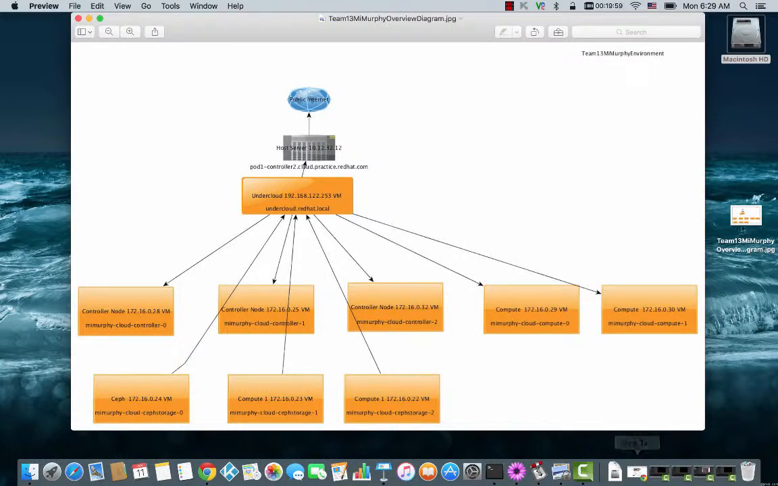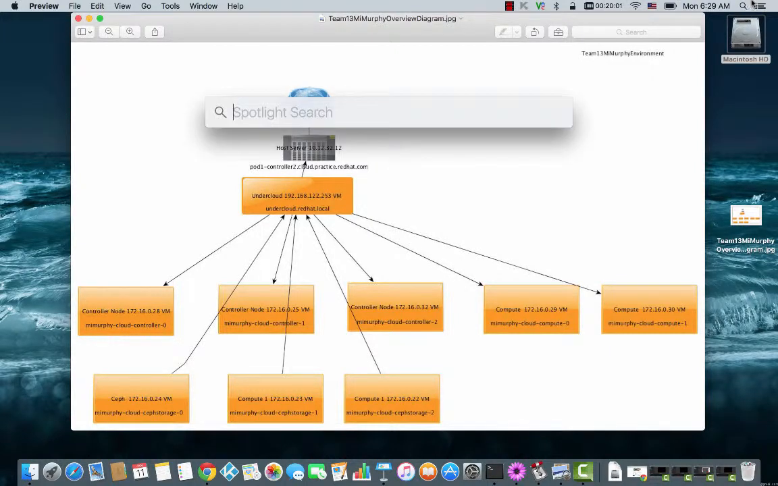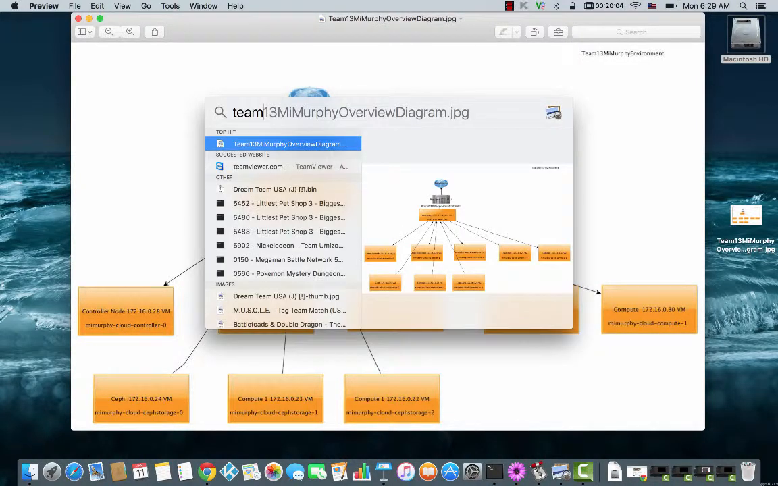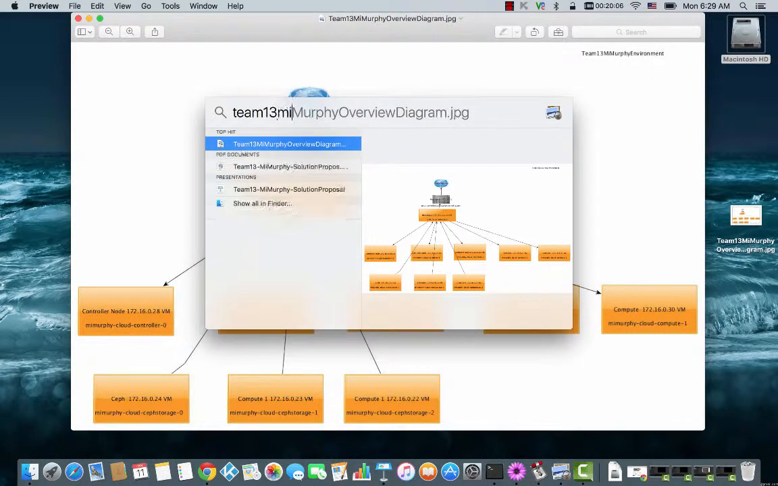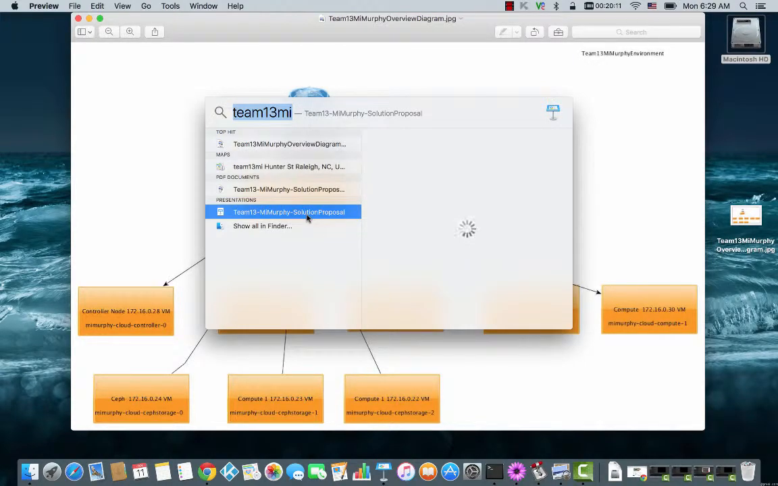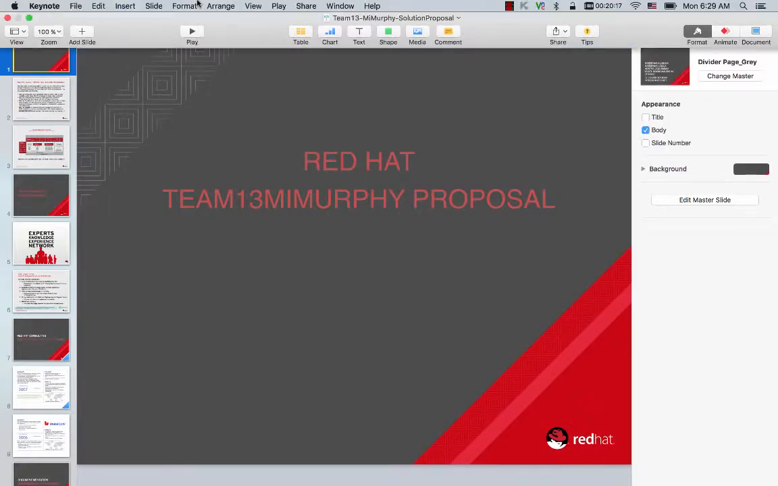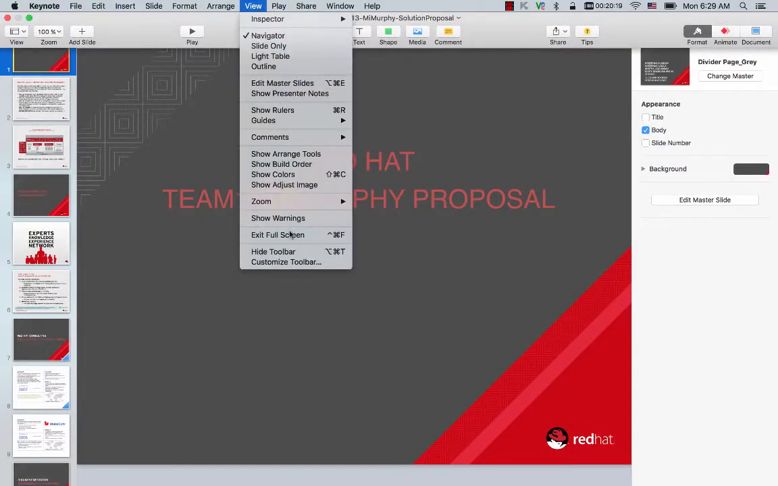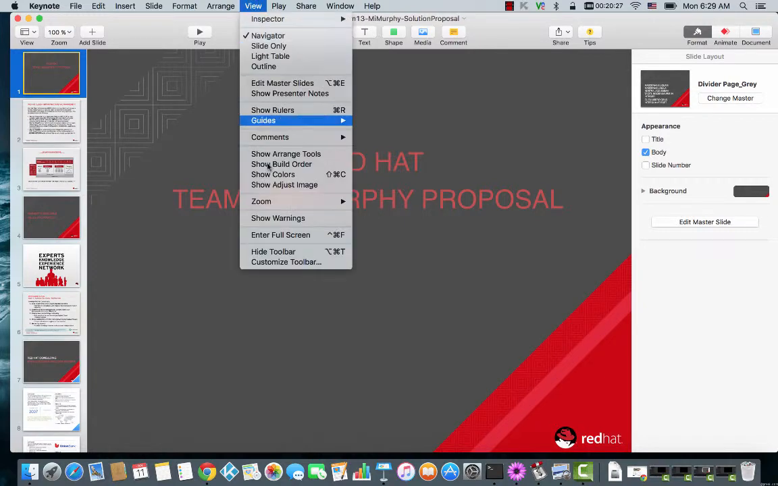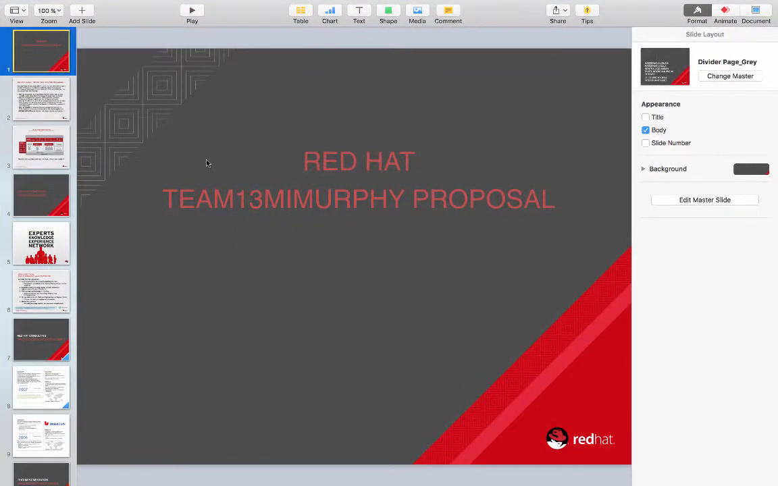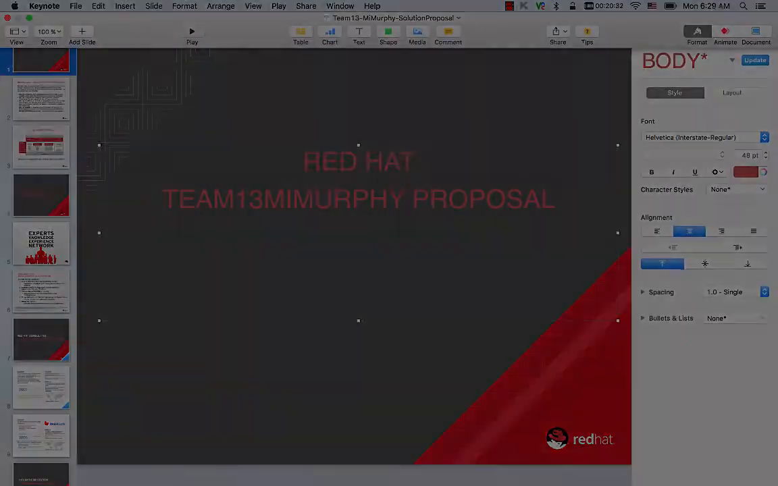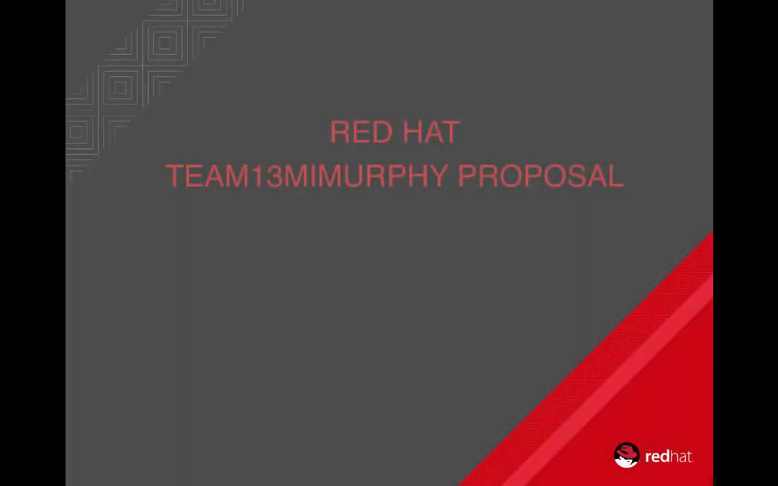Now what I want to do is go ahead and take you through the solution proposal that I've created here. Let me just open it, just to show that we have hit on all of the points that we were looking to do throughout the lab and the lab environment.